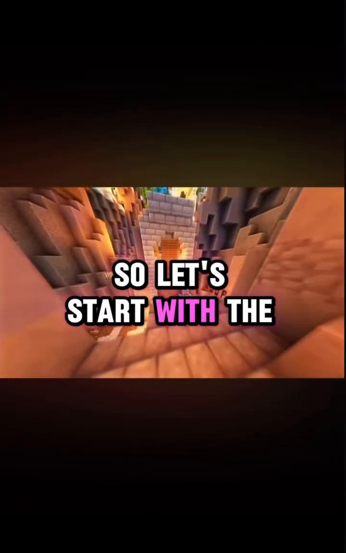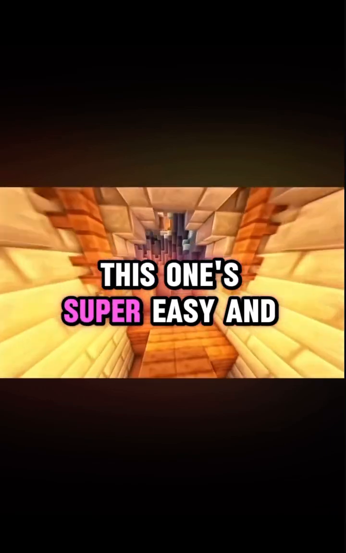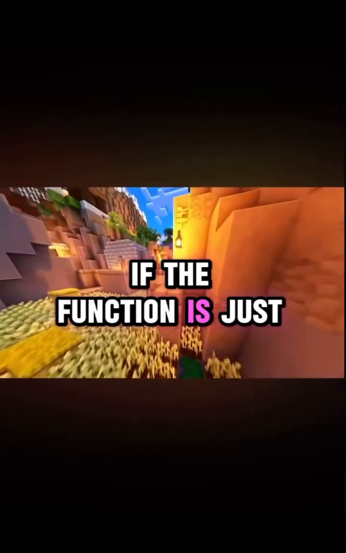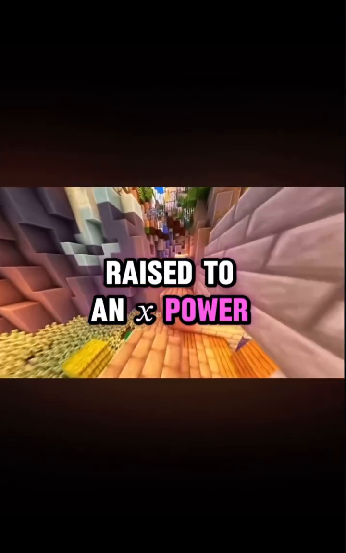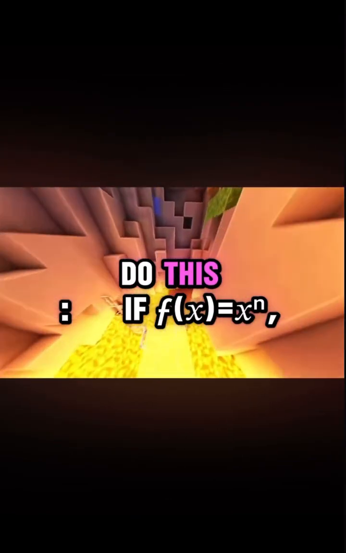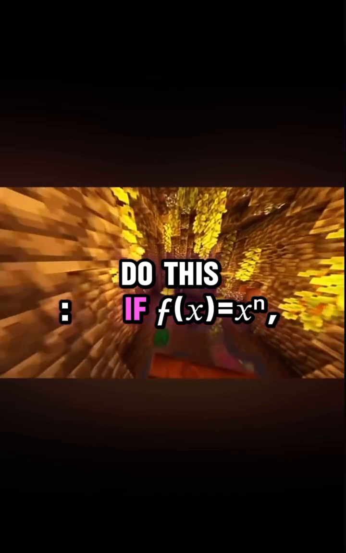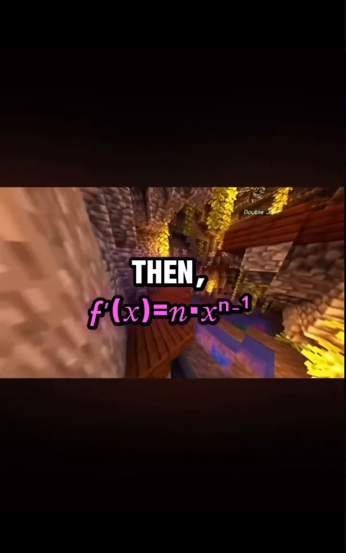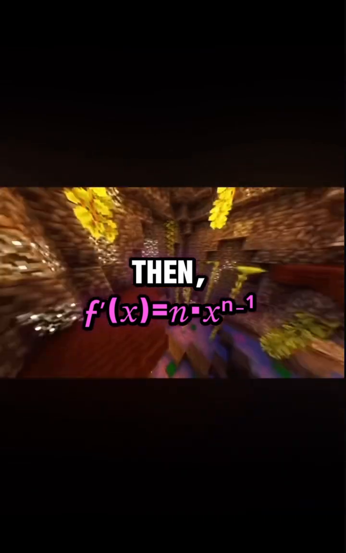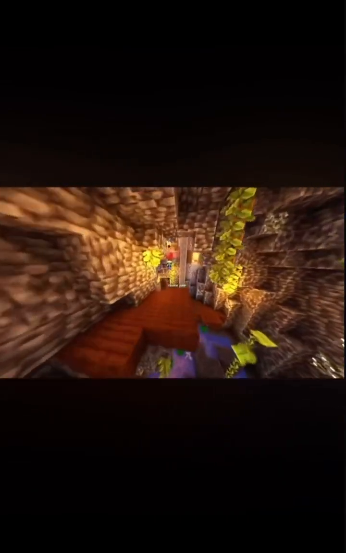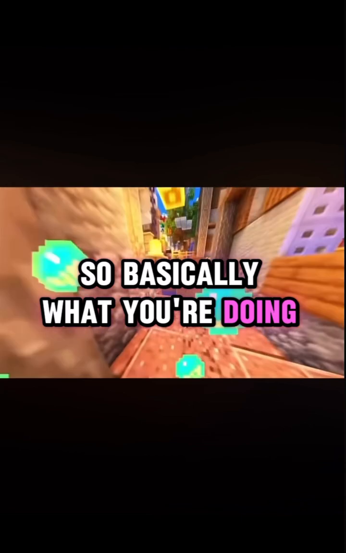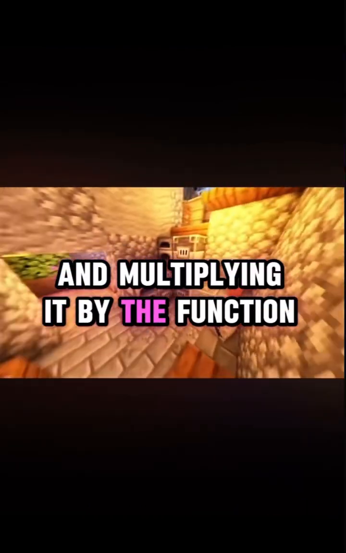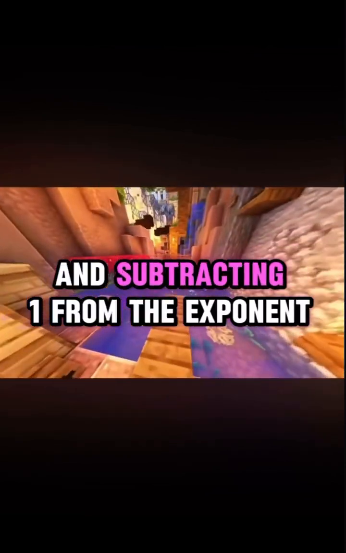So let's start with the power rule. This one's super easy and you'll use it all the time. If the function is just raised to an x power, do this. If f of x equals x to the n power, then f prime of x equals n times x to the n power minus 1. So basically what you're doing is bringing the exponent down and multiplying it by the function and subtracting 1 from the exponent.